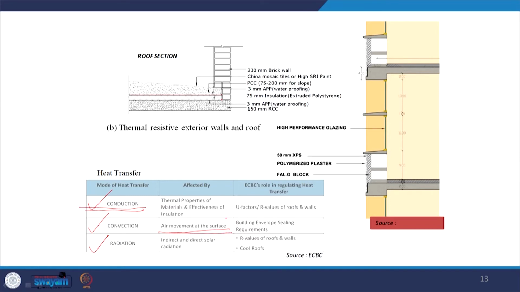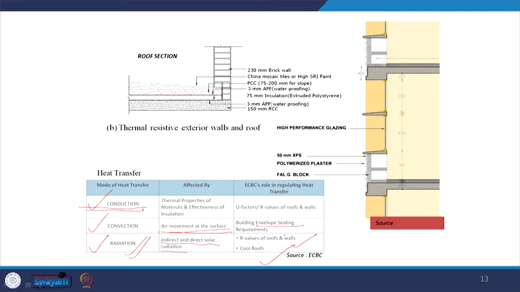Next, we are talking about convection. Heat transfer through convection takes place because of the air movement at the surface and also through the fenestration. When we are talking about this heat exchange through convection, we will be talking about the envelope sealing requirements, so as to reduce the heat loss through convection. And lastly, when we are talking about radiation, we are talking about indirect or direct solar radiation. Here we will again be talking about the R values of roofs and walls, the SRI values, and the albedo values of the materials.